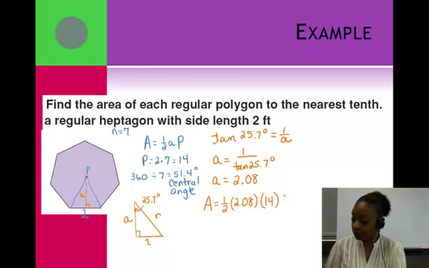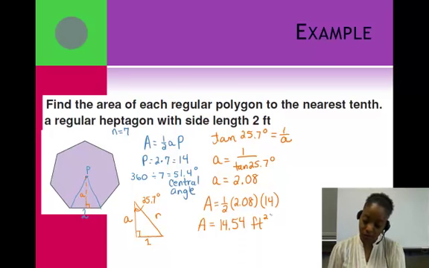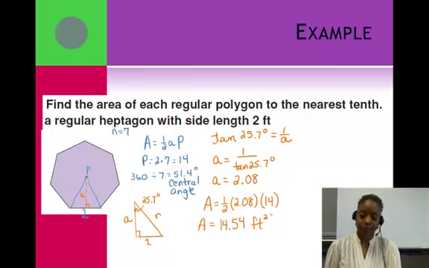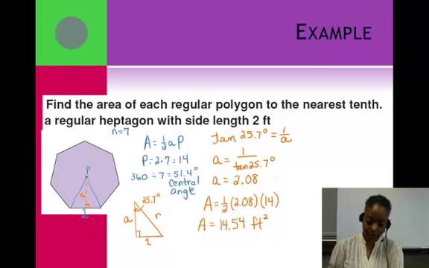Oops, sorry. And we get that the area is 14.54 square feet. And there we have it.